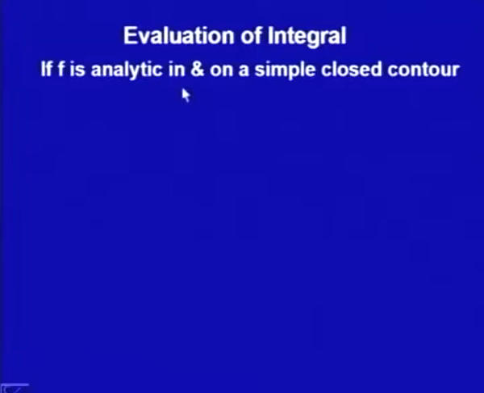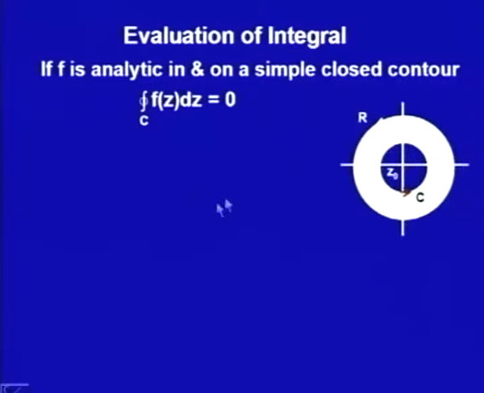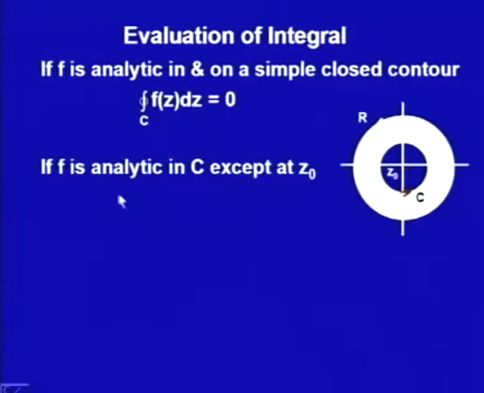If f is analytic in and on a simple closed contour, then the integral along that contour of f(z) dz would be 0. This we do know, this is our Cauchy integral theorem. Now, if f is analytic in C except at z naught, then by the result which we just obtained, the integral along this contour of f(z) dz is 2 pi i times the residue of f at z equal to z naught.